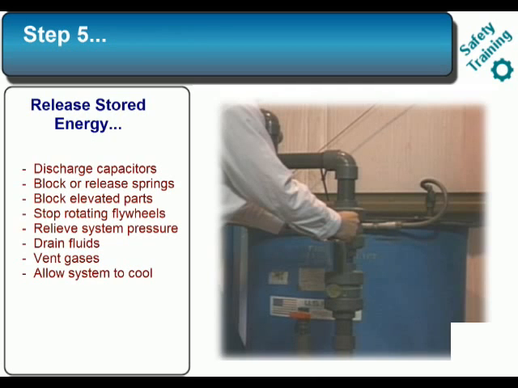The 5th step in the lockout procedure is to release internal or stored energy by discharging capacitors, blocking or releasing springs, blocking elevated parts, allowing rotating flywheels to stop, relieving system pressures, draining fluids, venting gases, and allowing the system to cool.